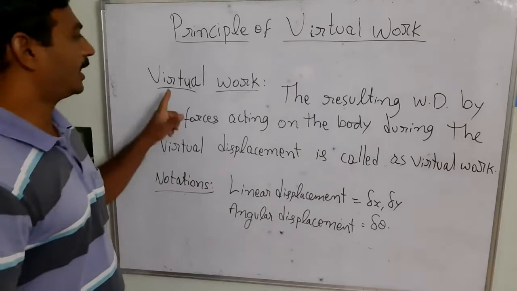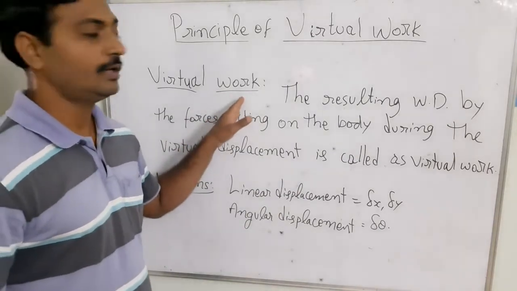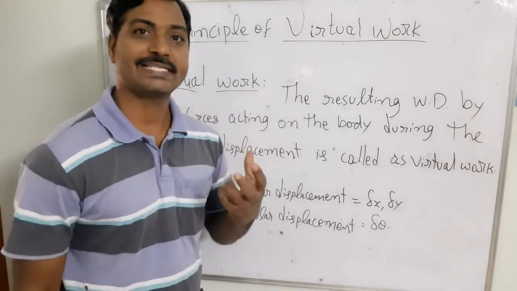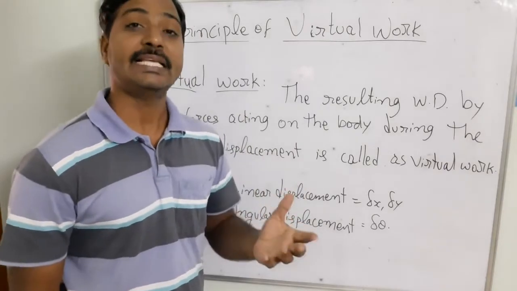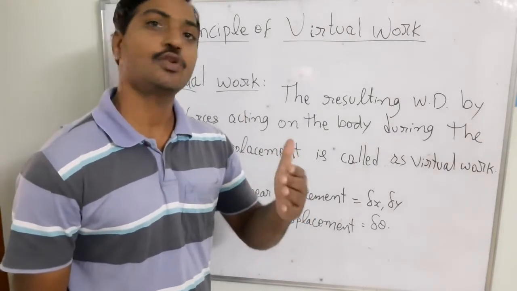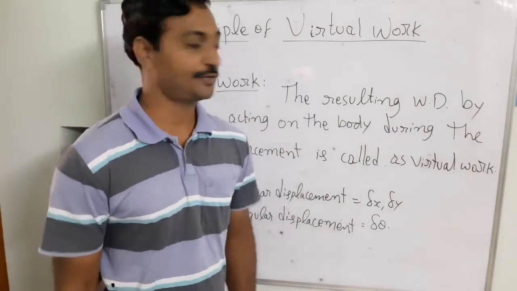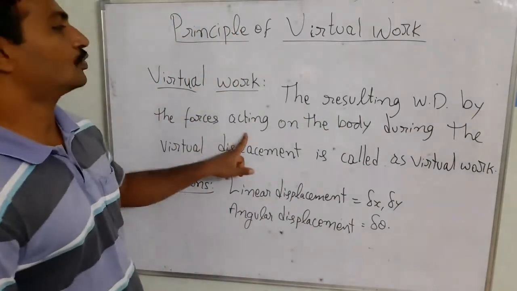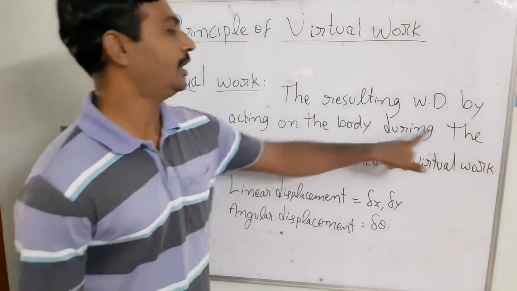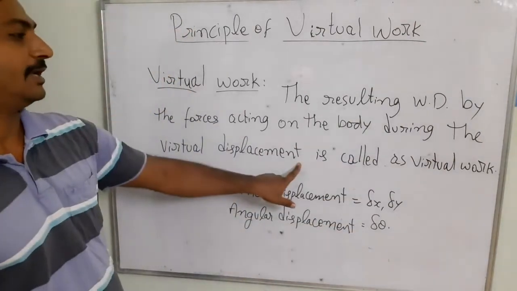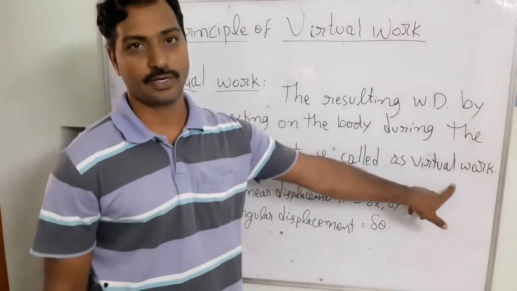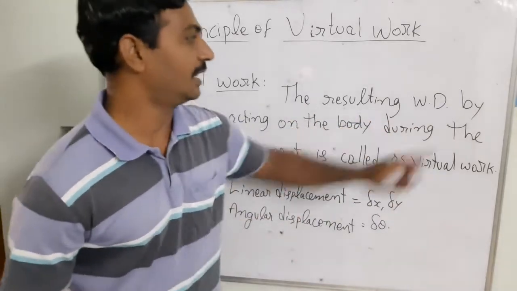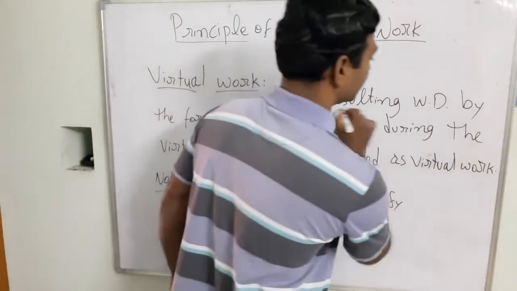So now we are talking about virtual work. Already we have discussed virtual displacement, that is, an imaginary displacement even though the body is in the equilibrium condition. So the resulting work done by the force acting on the body during the virtual displacement is called the virtual work. The resulting work done, it means finally what results from this?